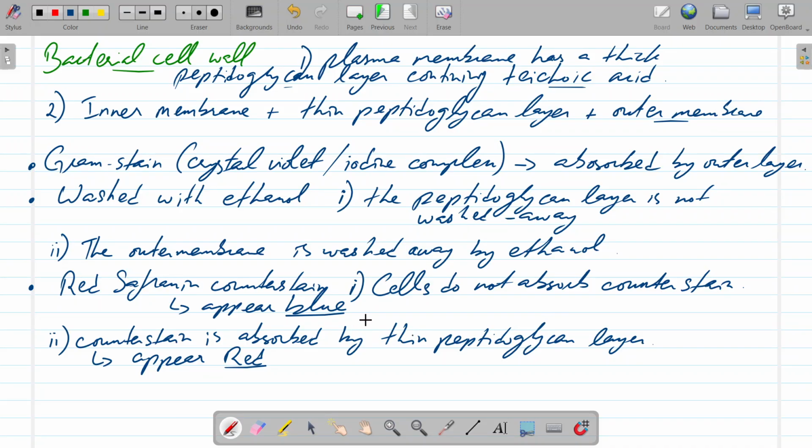Why? Because in the first case, the blue dye, the crystal violet iodine complex, the gram stain, was absorbed by the peptidoglycan layer and it wasn't washed away, so they were blue to begin with, and they were not affected by the counterstain, and so they appeared blue. In the second case, the gram stain was absorbed by the outer layer, the outer membrane, sorry, and then it was washed away by ethanol, so the staining is gone, because the cells are naturally colorless.